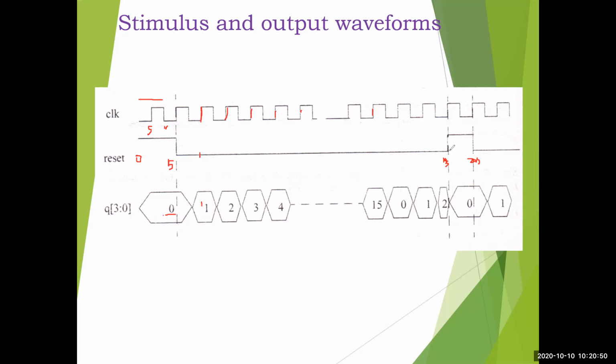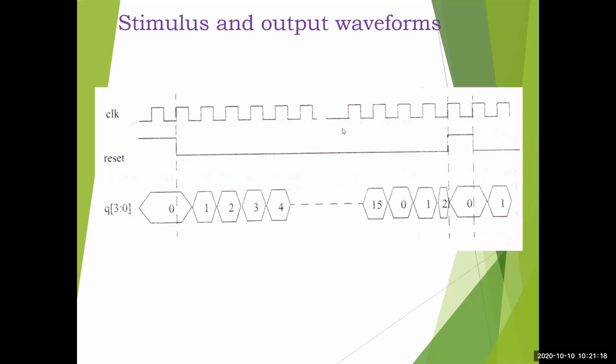When it encounters reset equal to 1 again, whatever the count may be, 0, 1, 2, 3, wherever it is, it should come to 0. That is reset. Once again when you make reset equal to 0, it will start counting from the beginning, not from where you stopped it. That is the difference. 0, 1, 2, 3, like that it will repeat. So this is about the design block, stimulus block, and the waveforms.